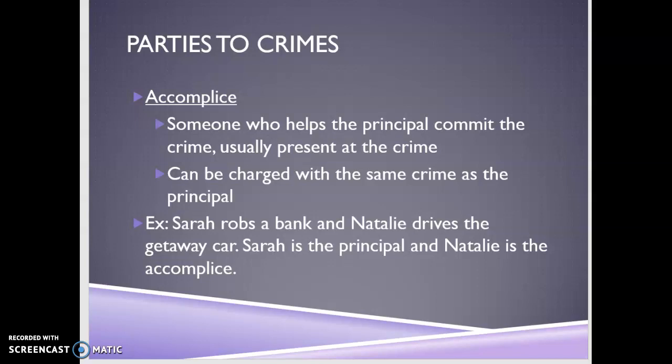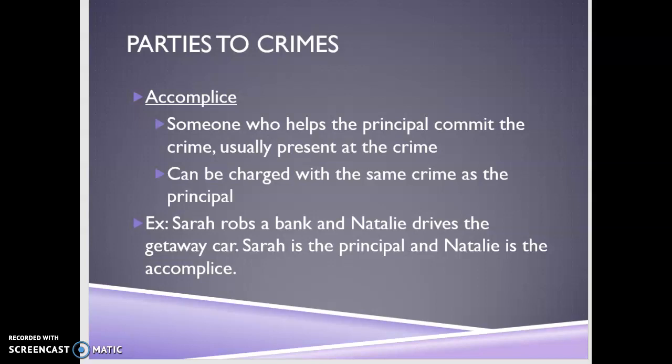The next one, and this is the one that we also tend to think of when we think of criminals, is the accomplice. And the accomplice is someone who helps the principal commit the crime. The difference between someone who serves as an accomplice and someone who serves as an accessory, which we'll talk about in a moment, is that the accomplice is usually present at the scene of the crime.